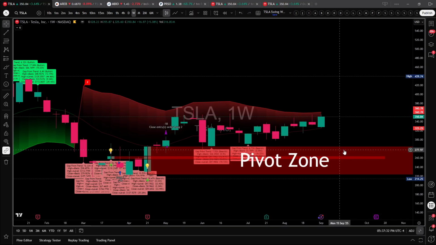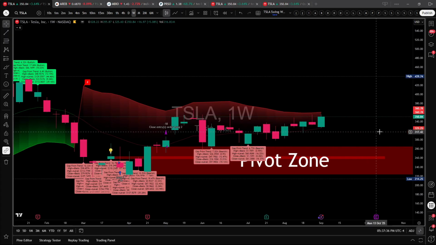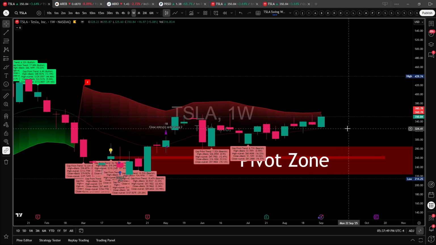So at this time, we are bumping our heads into a resistance. We are testing multiple times. And at a certain point, we do need to kick down that door. You keep kicking that door, banging that door over and over. Eventually, boom, you're going to break the door down. And what happens then? Old resistance becomes new support.